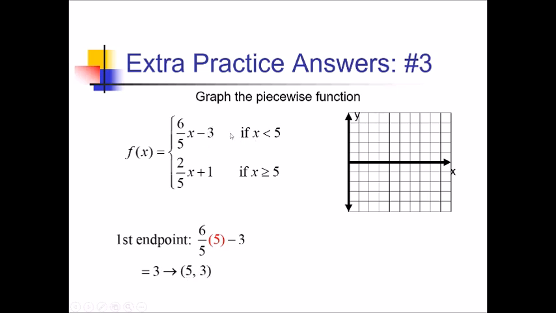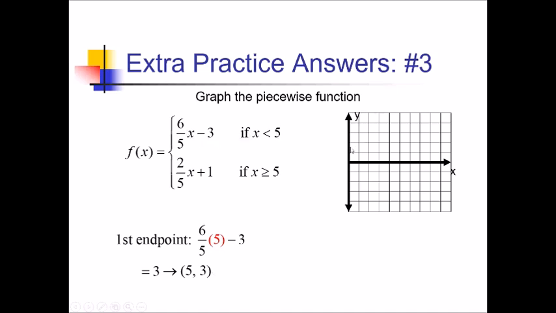Now, since this is a rule for where x is less than 5, since there's no equals there, this point here, 5, 3, we're going to use an open dot just as a placeholder for that, since this rule doesn't actually apply when x equals exactly 5.